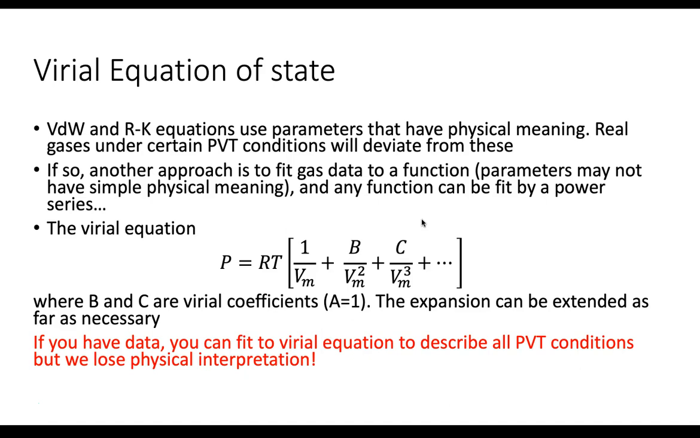The downside is that A, B, and C, the virial coefficients, don't have any physical interpretation, right? So there's no easy way to associate B, for example, with the size or volume of the gas itself, or C with intermolecular forces. It includes all of those factors. So this is just a way to fit the data to an equation so that if I have this volume and this temperature, I know what the pressure is because the virial equation tells me exactly what it is.